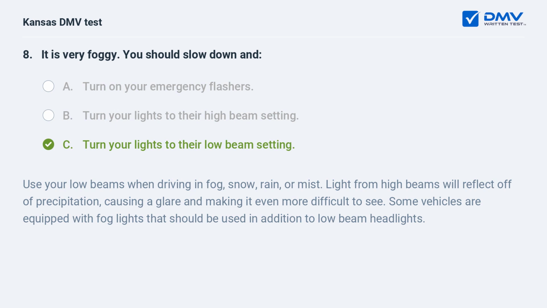Use your low beams when driving in fog, snow, rain, or mist. Light from high beams will reflect off of precipitation, causing a glare and making it even more difficult to see. Some vehicles are equipped with fog lights that should be used in addition to low beam headlights.